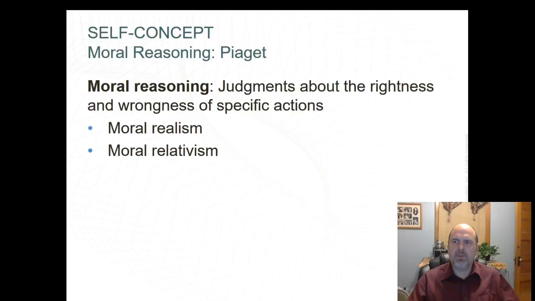Moral reasoning is the process of making judgments about the rightness or wrongness of specific acts. Piaget studied children playing games to help understand moral development. Moral realism is present at the beginning of the middle childhood period. It is a belief that rules can't be changed because they come from authority figures, and because violating the rules leads to punishment. Moral relativism is the realization that rules can be changed if all agree.